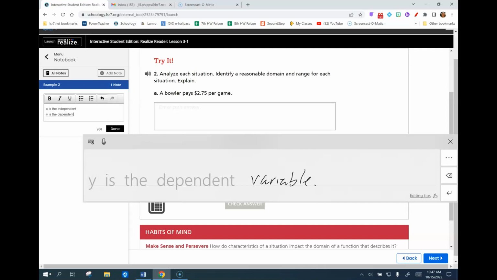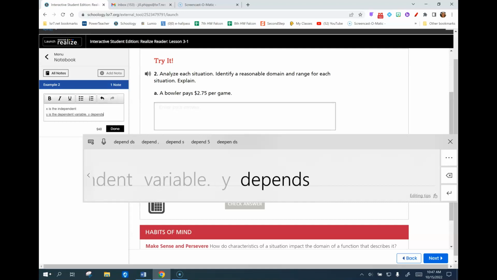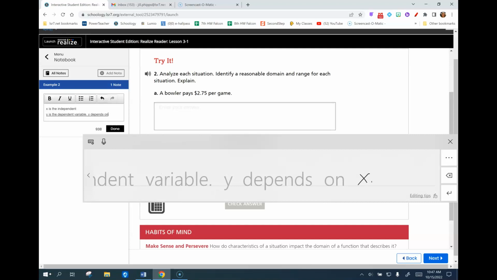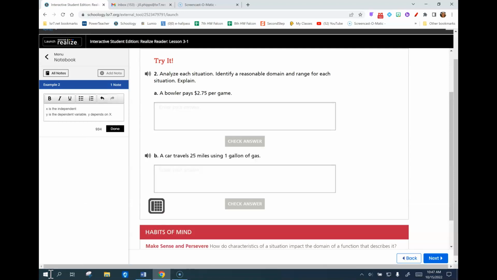And what that means is that y depends on x. So x determines what's going to happen because y is dependent on x. Okay? So look at this one right here. If I talk about bowling in a game, the cost is dependent on how many games. So the number of games is going to be your independent variable. Okay? So reasonable for games.